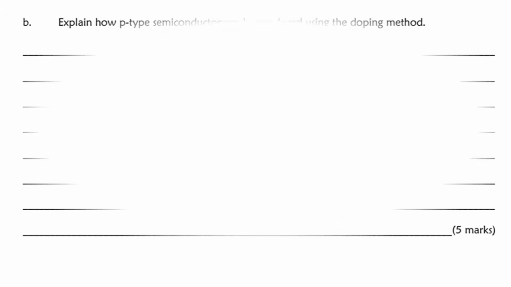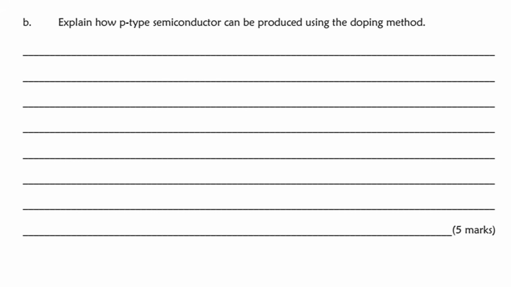I believe so. Question B, explain how a P-type semiconductor can be produced using doping. What is doping? Doping is simply adding some impurities to a semiconductor, such as silicon or germanium.